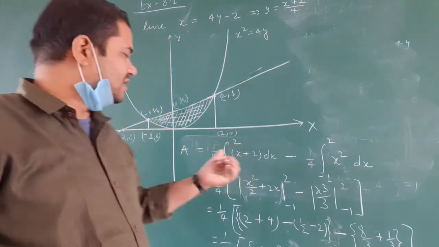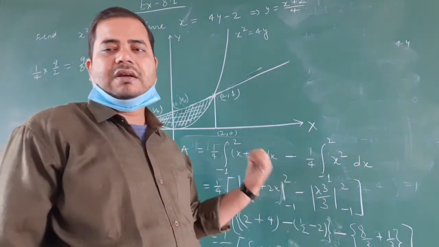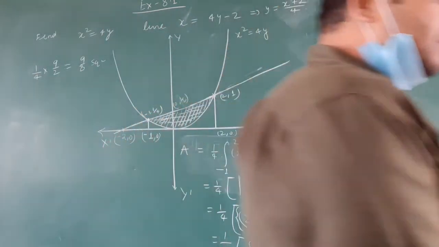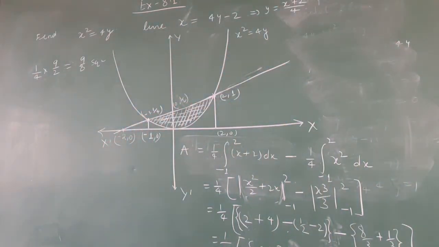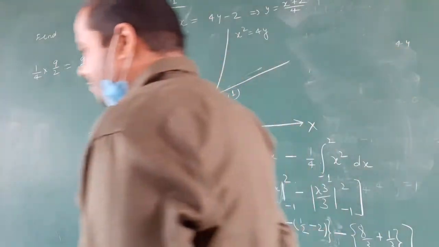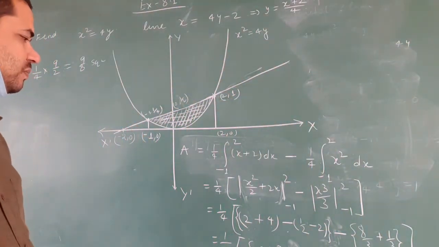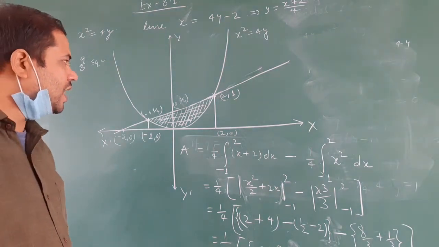So after this step you have to calculate and get the answer. See what the answer is. There is a little mistake in this calculation. 9 by 8 square units. So this is the accurate calculation, 9 by 8. So only you have to calculate this.